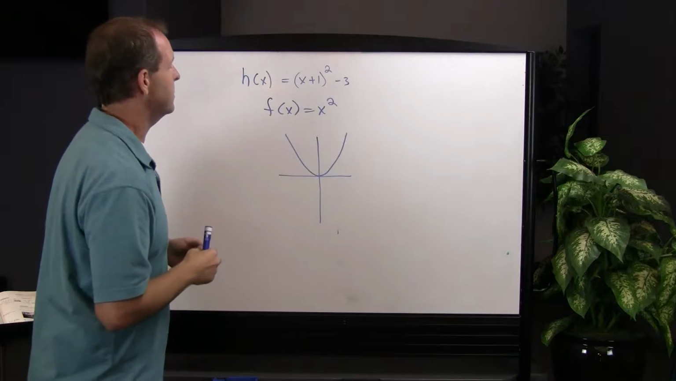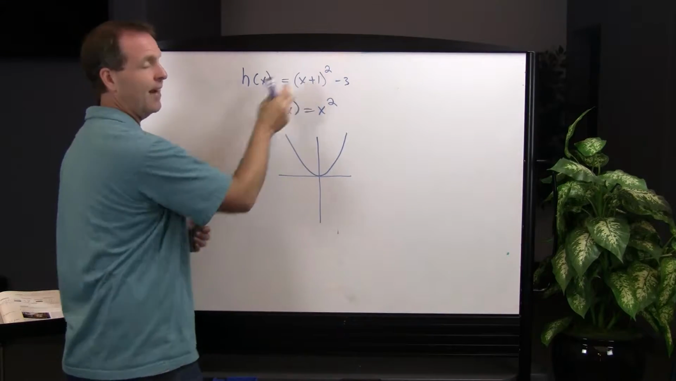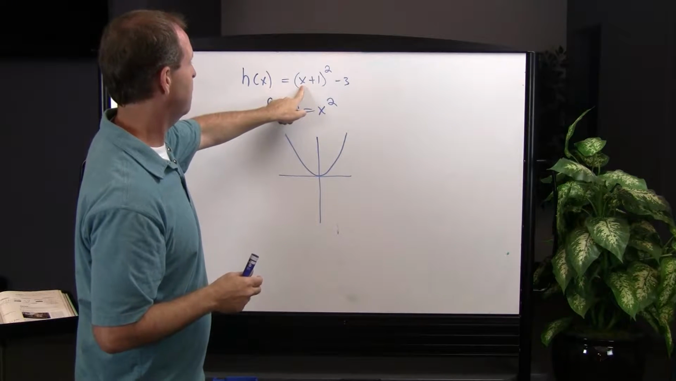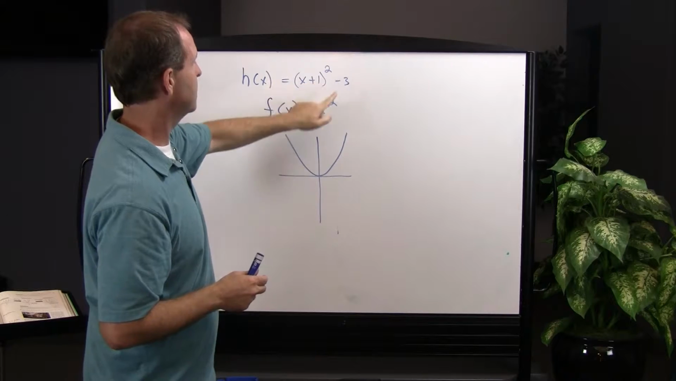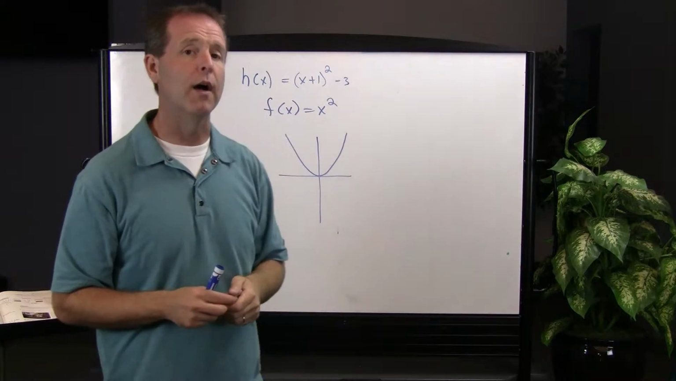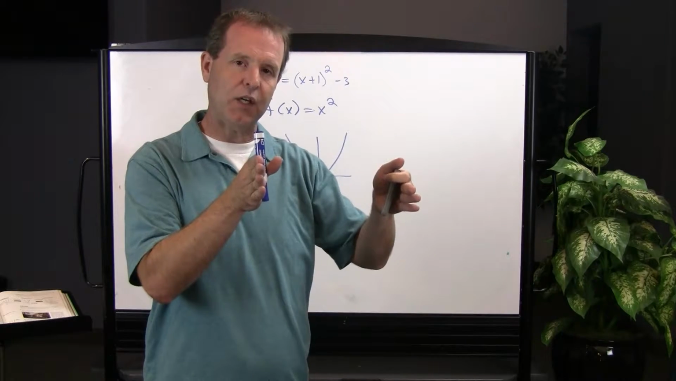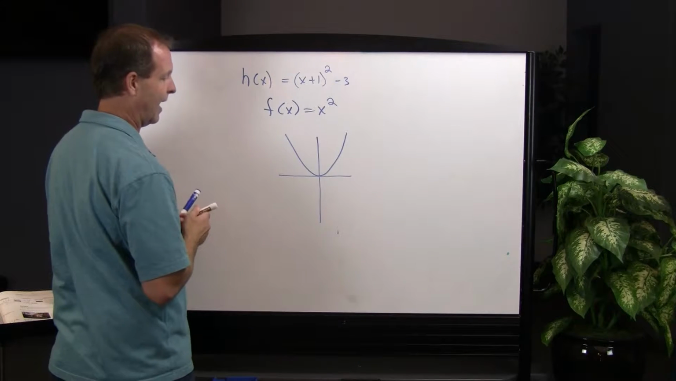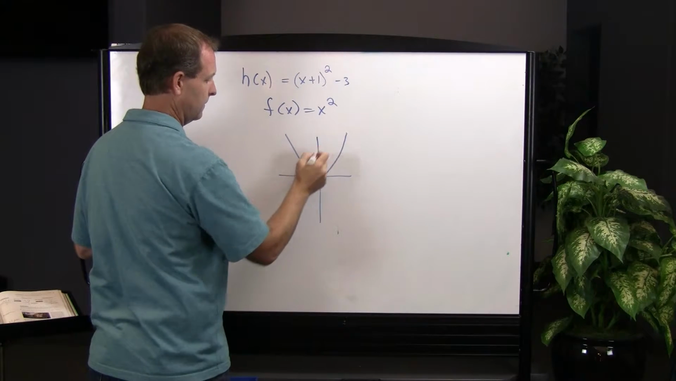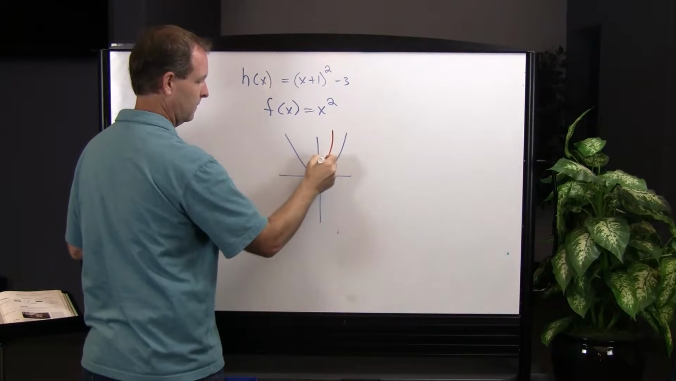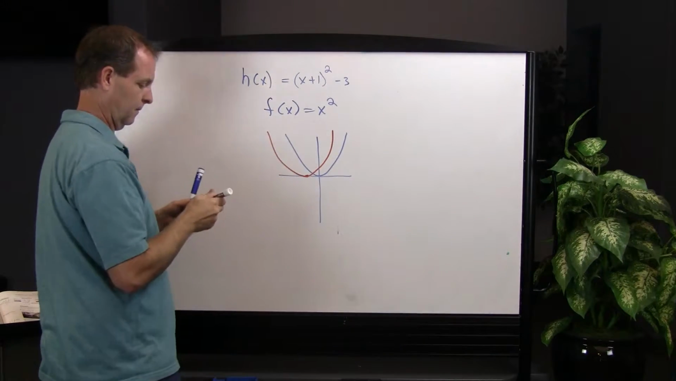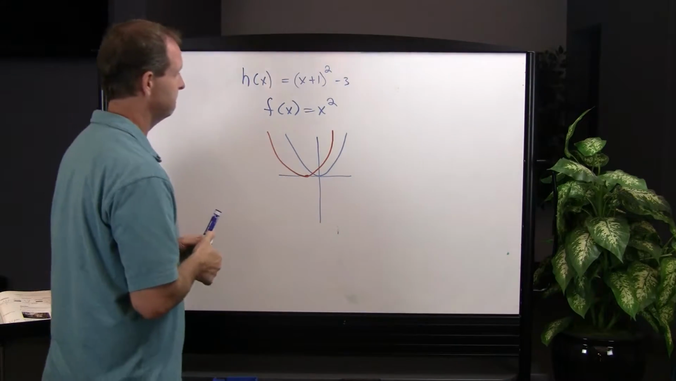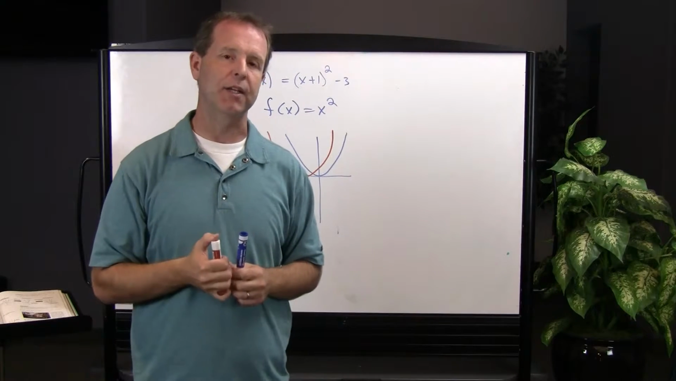Well, the first thing that we notice is that within the function we have a horizontal shift of plus 1. That's within the parentheses of the function, (x plus 1) squared. So I have a horizontal shift of 1. And remember, when it's a plus 1, it shifts the graph to my left. So I have the exact same graph, it's just shifted everywhere 1 unit to the left. So that's my horizontal transformation aspect of the graph.